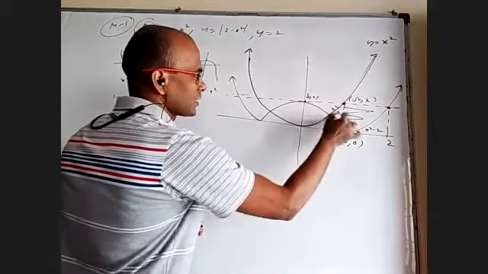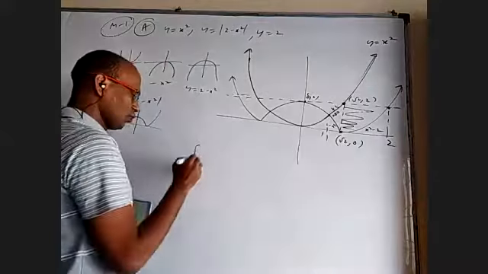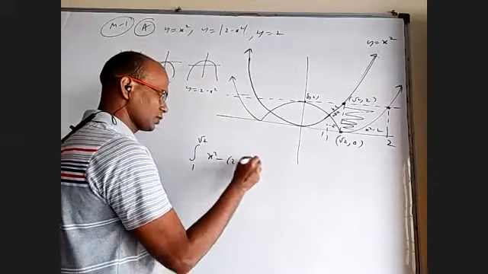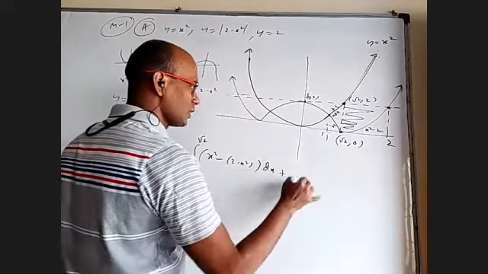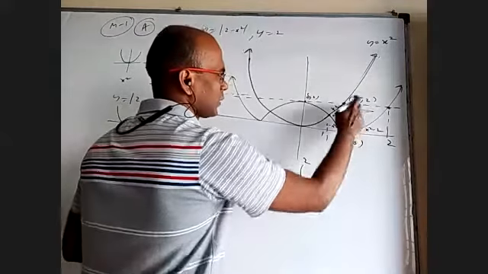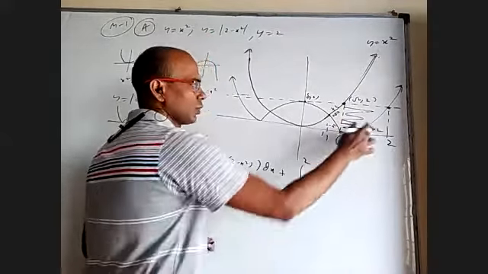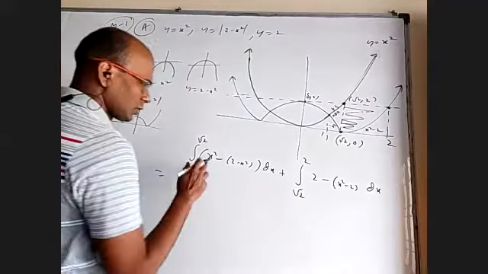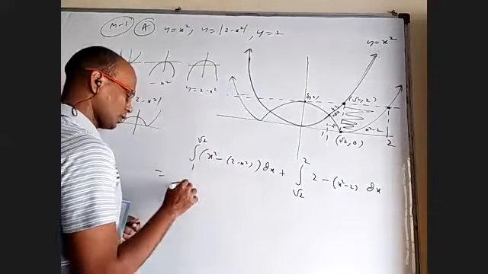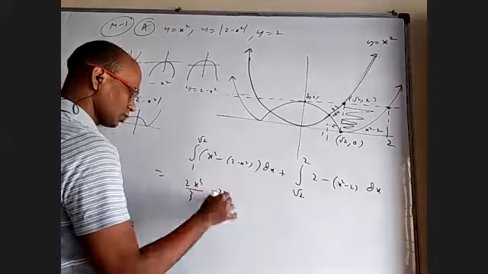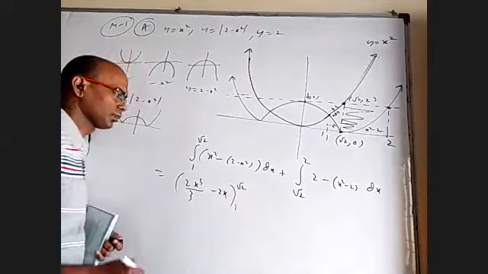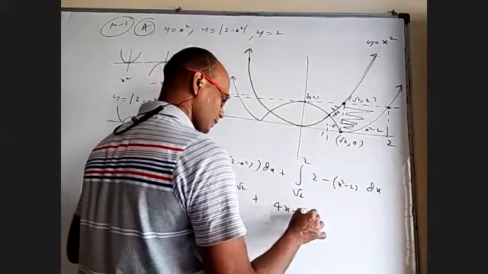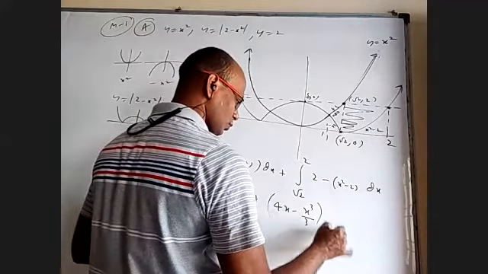So when I wanted this area and this area: integral 1 to root 2, the upper curve is x square and the lower curve is 2 minus x square dx. Whereas when I take root 2 to 2, the upper curve is the horizontal line y equal to 2, and the lower curve is x square minus 2. Okay, this is 2x square minus 2. So the integral of 2x square is 2x cubed by 3, minus 2x, from 1 to root 2. This is 4 minus x square, which is 4x minus x cubed by 3, from root 2 to 2.